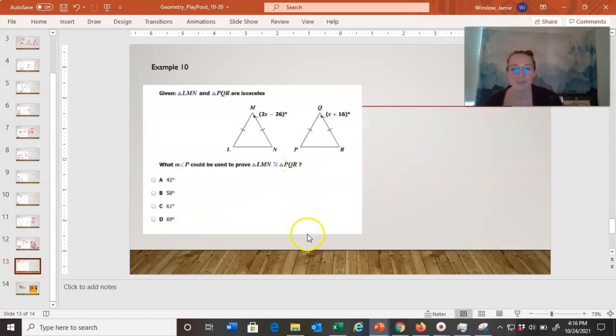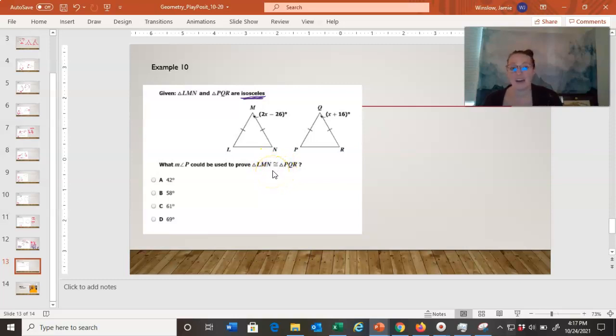Here's our last example. Given that these triangles are isosceles, which we haven't explicitly talked about in class yet, but I bet you can look at these pictures and tell me what is an isosceles triangle. It's a triangle that has two equal sides. See, this one and this one are equal. Two equal sides. What measure of angle P could be used to prove these are congruent?